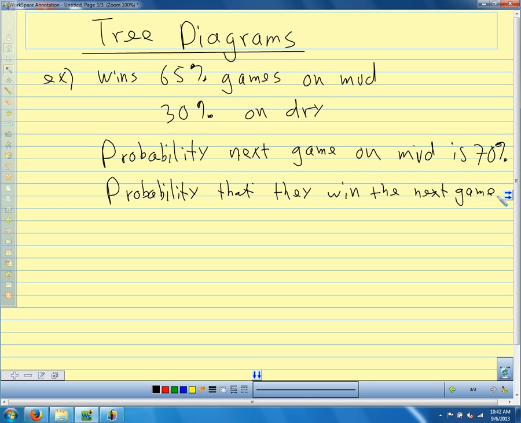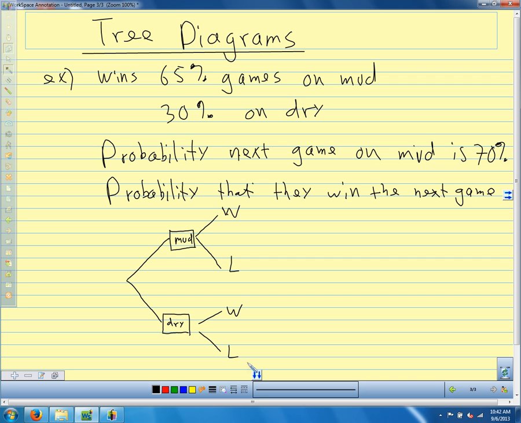Well, we can draw a diagram to help us out here. So our team can play in two different ways. On a muddy field or on a dry field. And on a muddy field, they either win or they lose. And on a dry field, they win or they lose.